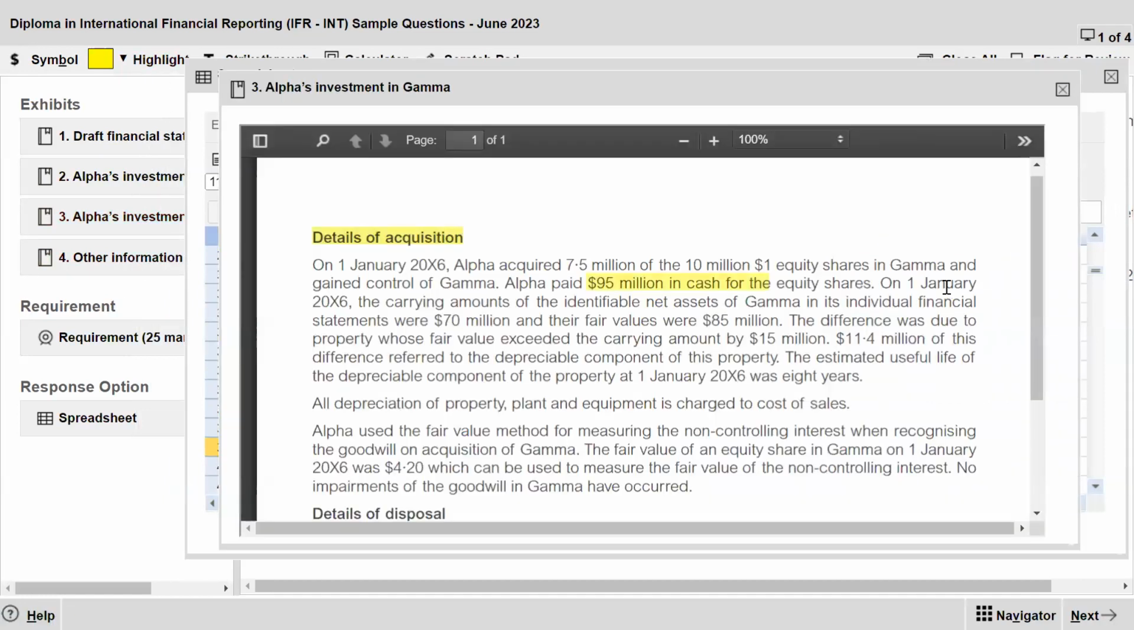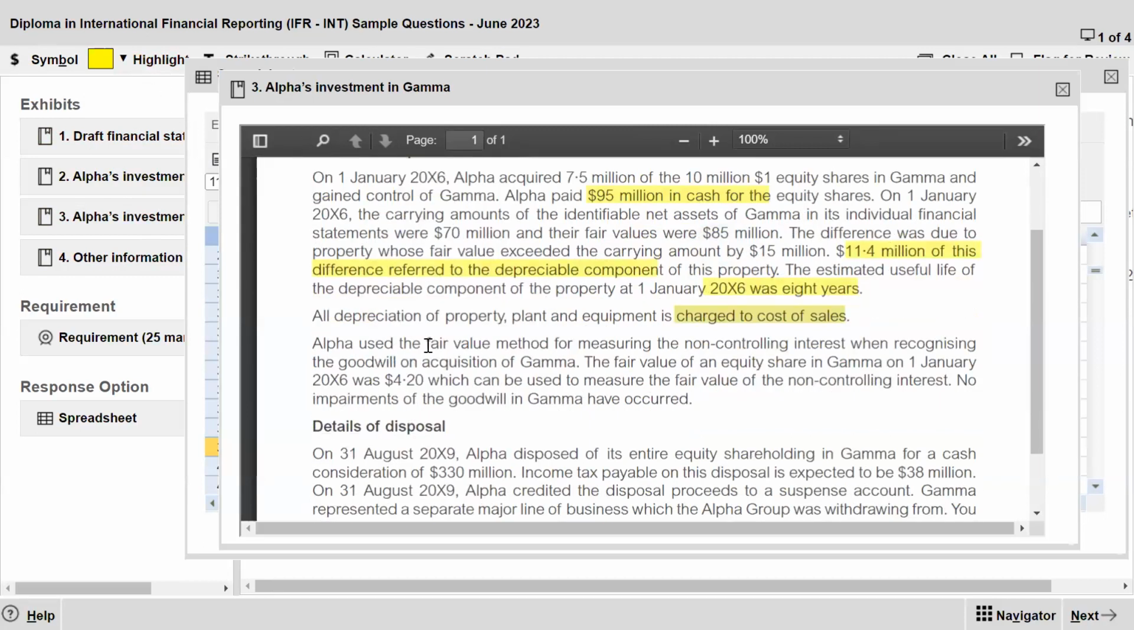That's one thing. On 1st January X6, the carrying amount of identifiable net assets in its individual financials was 70 million and fair values were 85 million. The difference was due to property whose fair value exceeded the carrying amount by $15 million. 11.4 million of this difference related to the depreciable component of the property. The estimated useful life of the depreciable component was 8 years, right? Now, all depreciation of property, plant, and equipment is charged to the cost of sales.